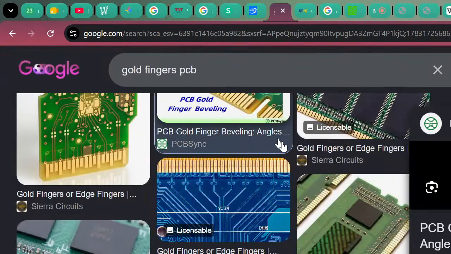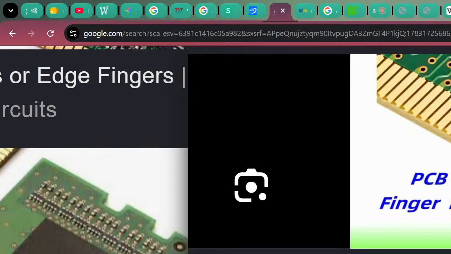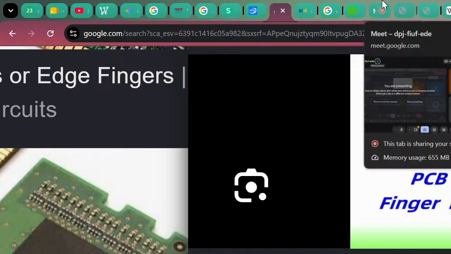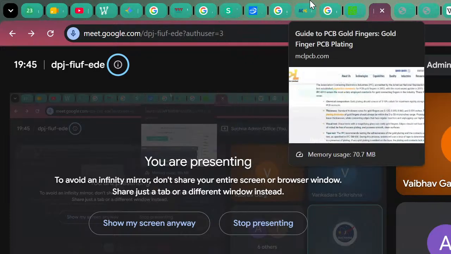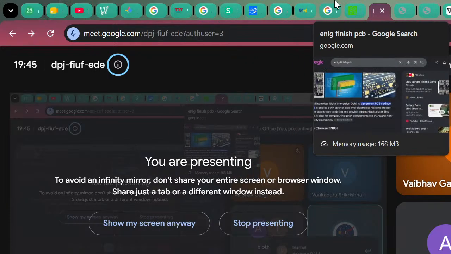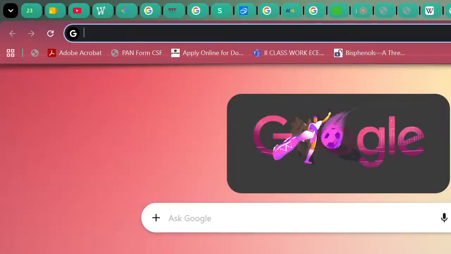Have you ever seen any PCBs containing these kind of gold color fingers, these kind of extrusions? Can you name a few examples where you have seen such things? There are many PCBs you might have seen. Desktop RAM, yes, RAM contains gold fingers. Graphic cards also have gold fingers, isn't it? You need to insert the PCB into the RAM slot, right? So yeah, RAM contains gold fingers, I'll show you.